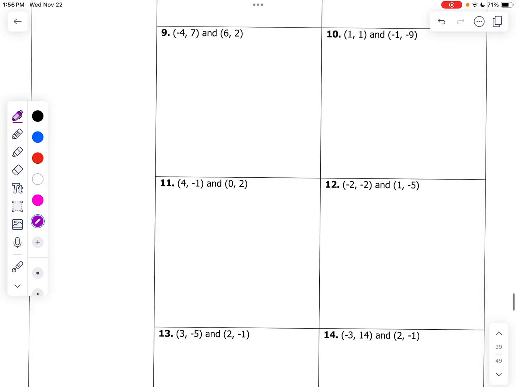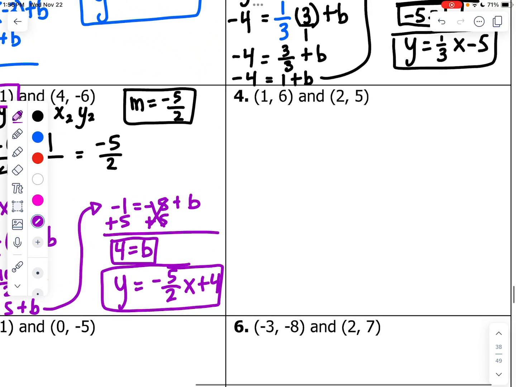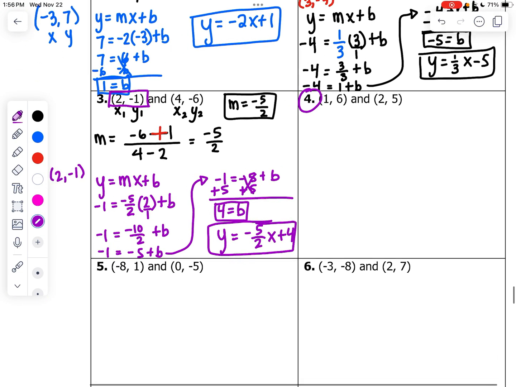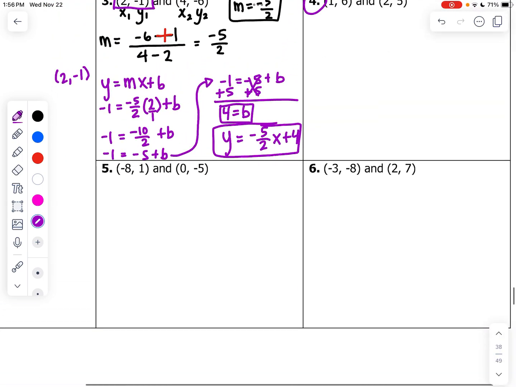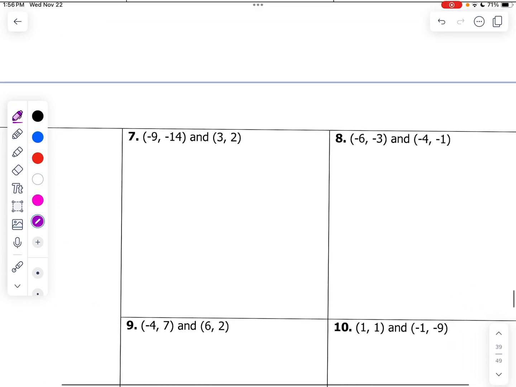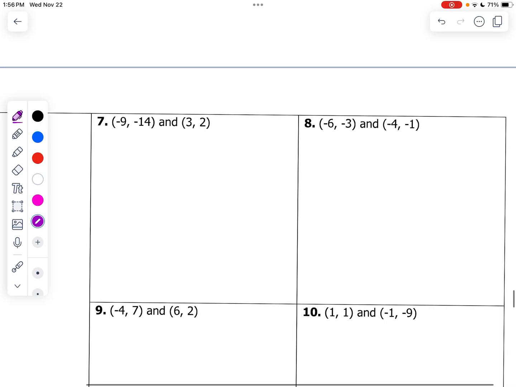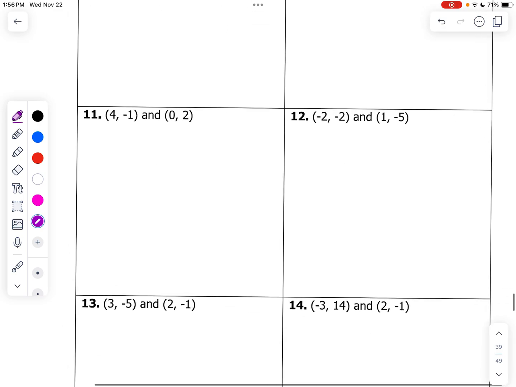All right. Wow, we have a lot of these. We're not going to do them all. Let's do 4. How about you guys try 4? Try 4, 5, and 6. I'm going to do 7. Yeah, I'll do 7. And we'll go from there.